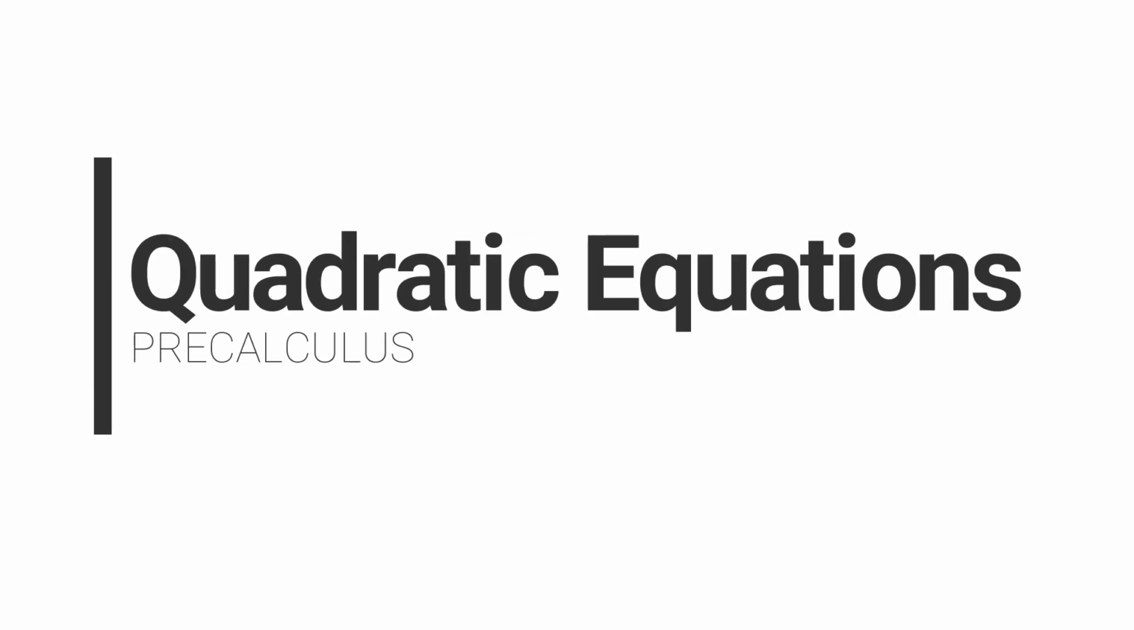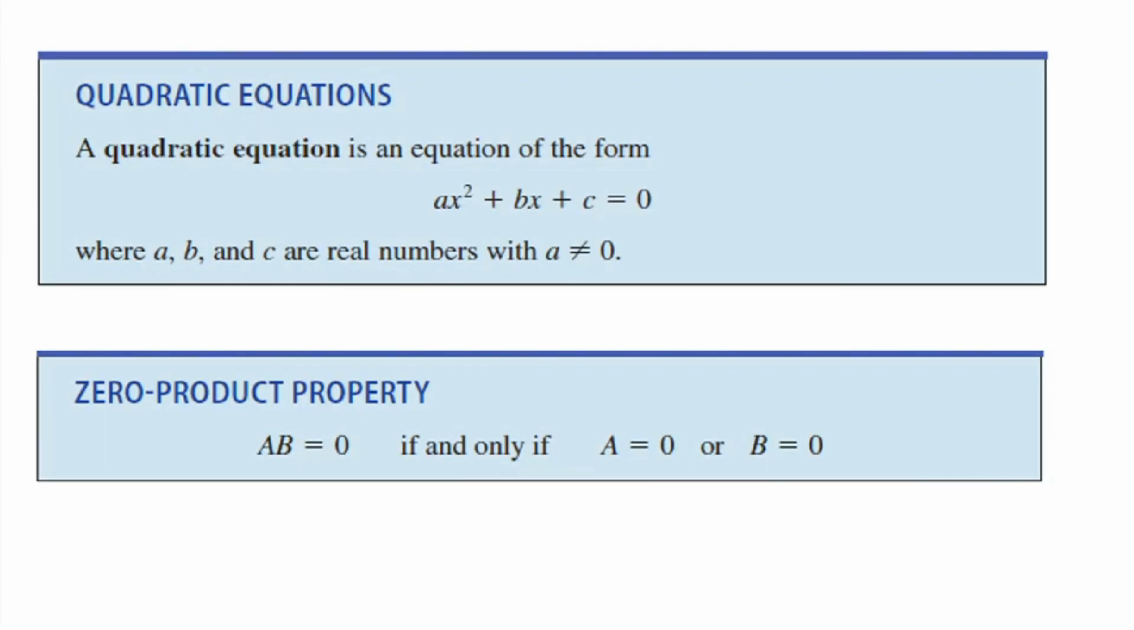Now let's move on to the next topic, which is quadratic equations. A quadratic equation is an equation of the form ax squared plus bx plus c is equal to 0, where a, b, and c are real numbers with a not equal to 0. So first we have the zero product property. We have ab is equal to 0 if and only if a equals 0 or b equals 0.